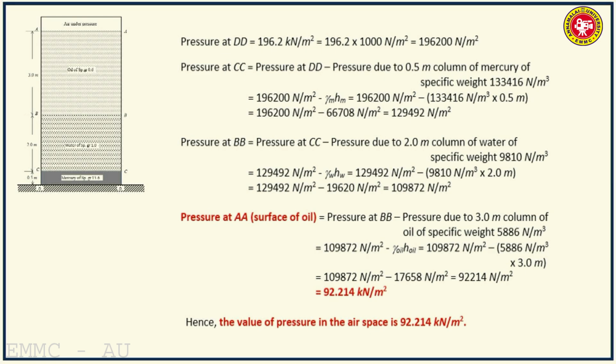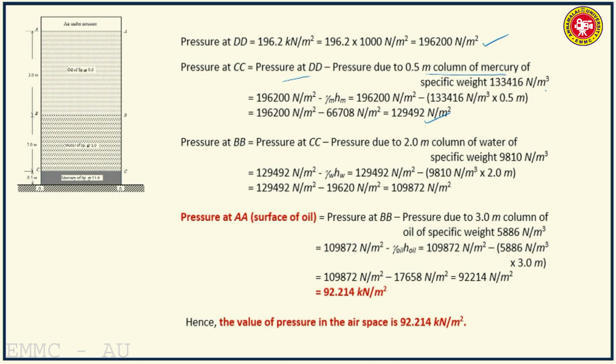Now pressure at DD will be 196.2 kilonewton per meter square, that is given in the problem. So in Newton per meter square. The pressure at CC, so when you are going up, the pressure decreases. So pressure at DD minus pressure due to 0.5 meter column of mercury, it is this much.